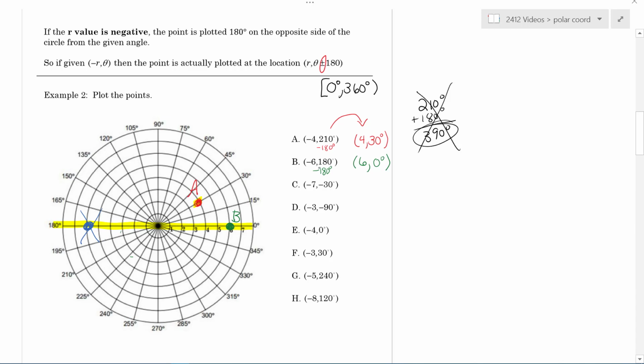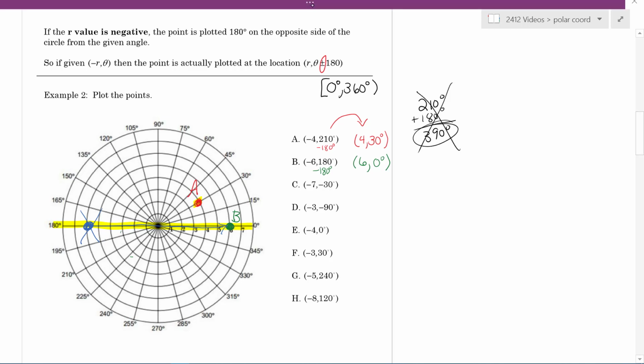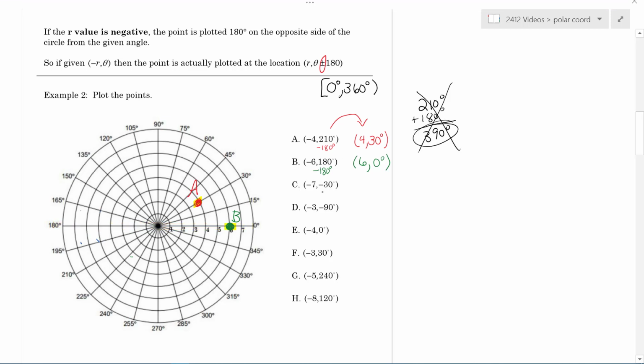If your R value is negative, you do not plot the point at the angle you see. You add or subtract 180 from that angle measure, write the new point, and plot that point there. Okay, so this would be incorrect. You would have to go back along that straight line and actually plot that point where that green dot is at point B.